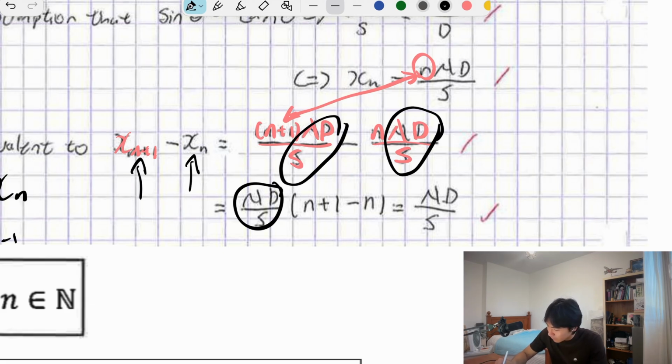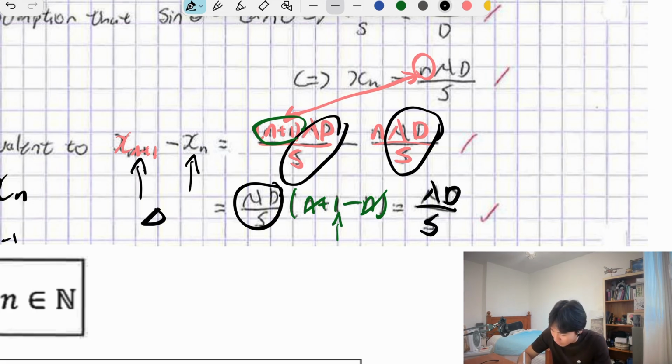And what do we do when we factorize? We just collect the terms here and collect the terms here. It's going to be n plus 1. Don't forget the minus sign. It's going to be minus n, right? And you see that the n's cancel out, leaving you with 1, and anything times 1 is itself. So we're just going to get lambda times d over s, and this is the result that we wanted, which is delta x, right?